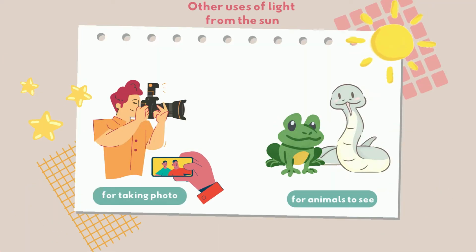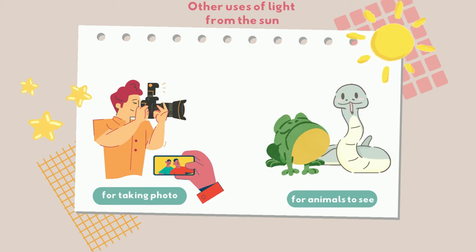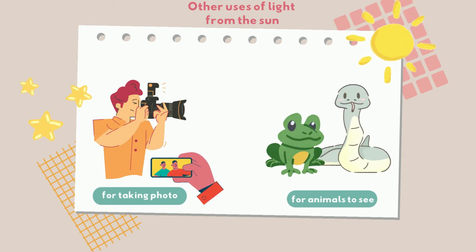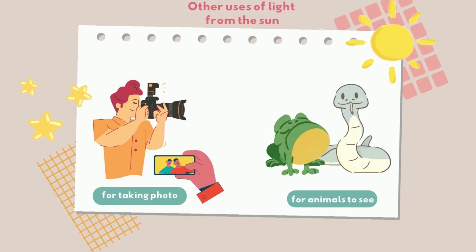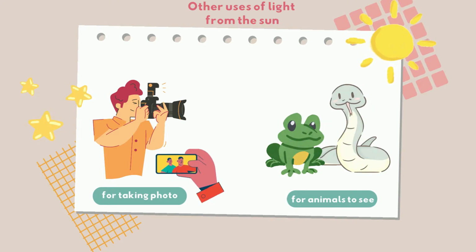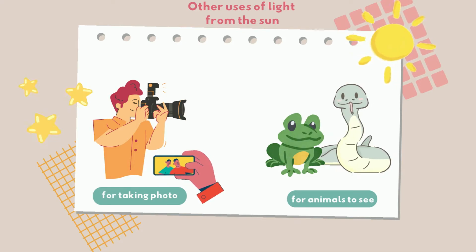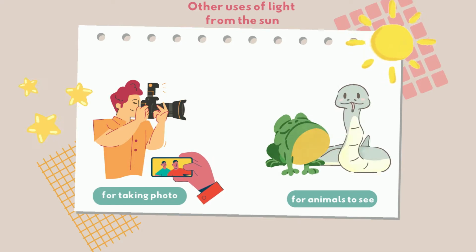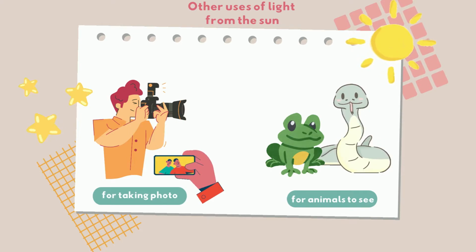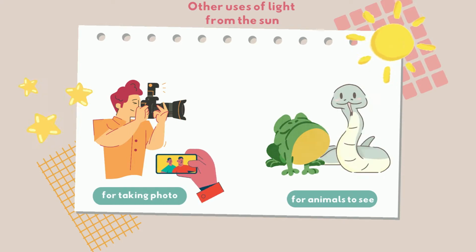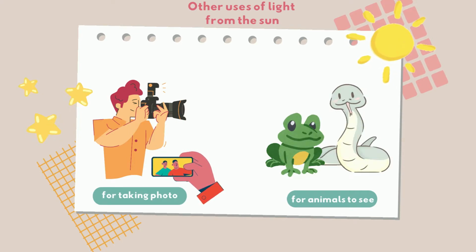For example, the snake uses light from the sun to help it see and look for food. Meanwhile, frogs use light from the sun to help them see signs of danger.